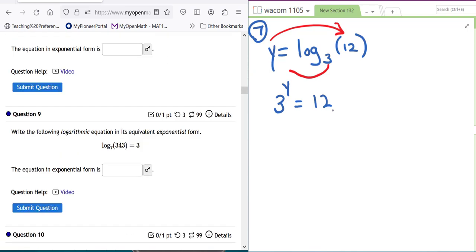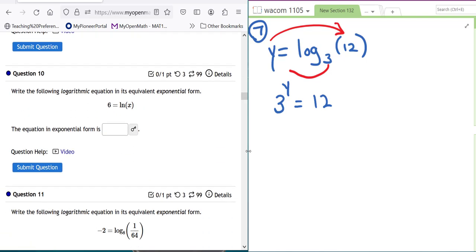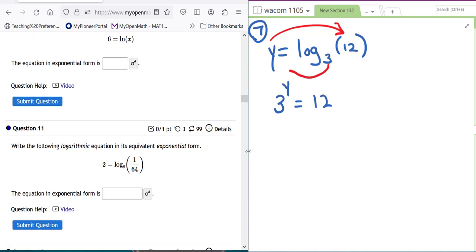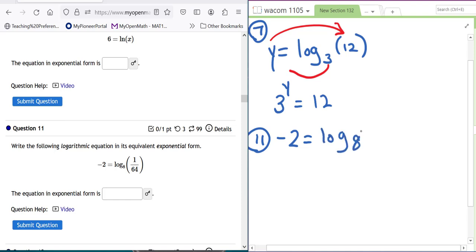Okay. 7 to the third equals 343. I'm not even going to write that one. All right, number 11. It'll take me longer to write down the problem than it would to do it. So don't be upset when you see that there's a whole bunch of problems here. They will be fast, okay? So 8 to the negative 2 equals 1 over 64.